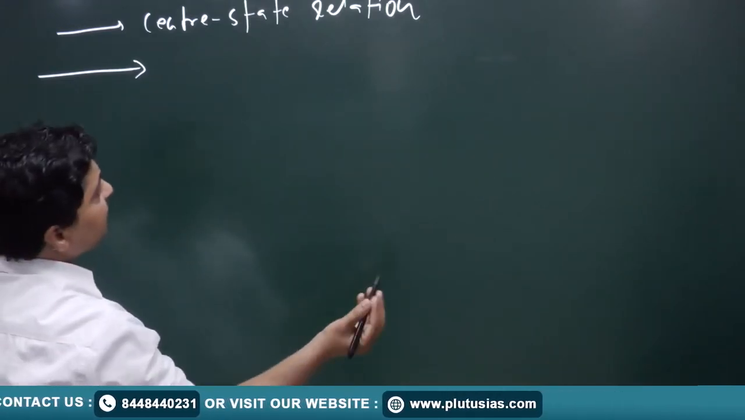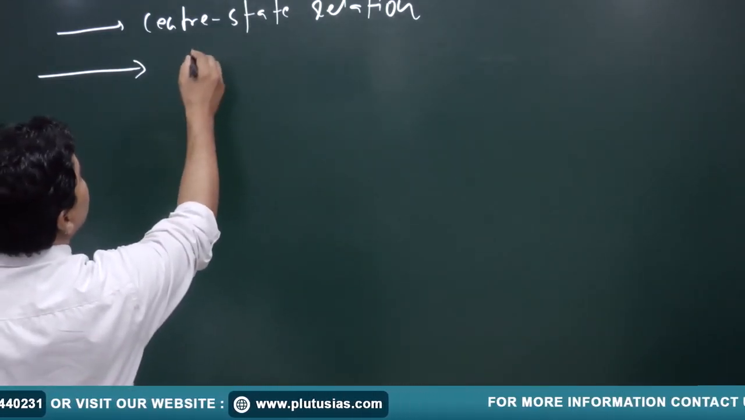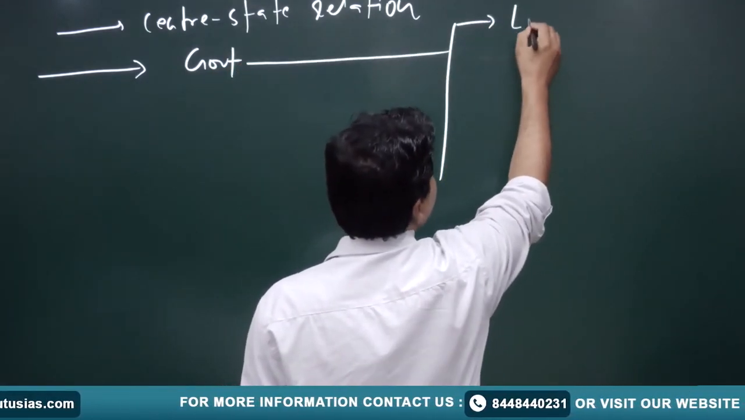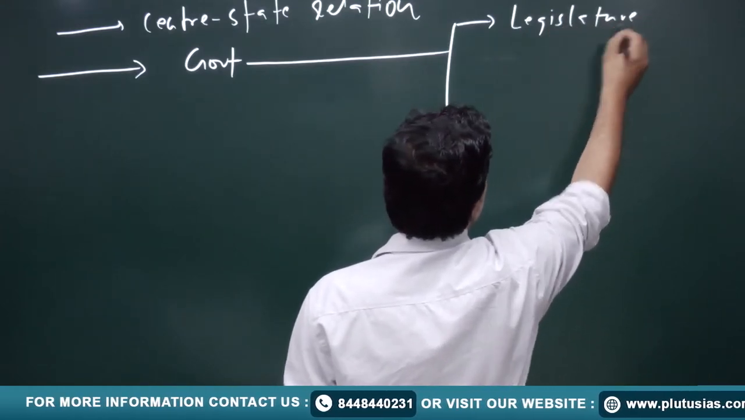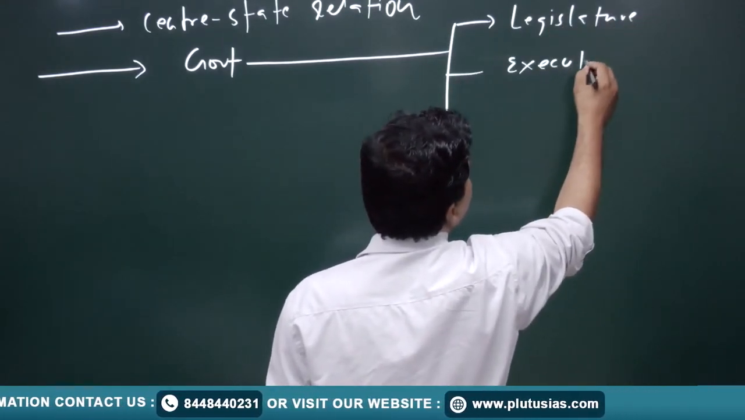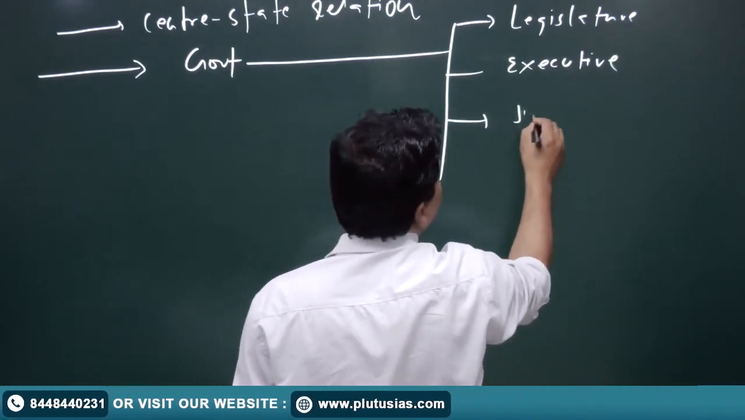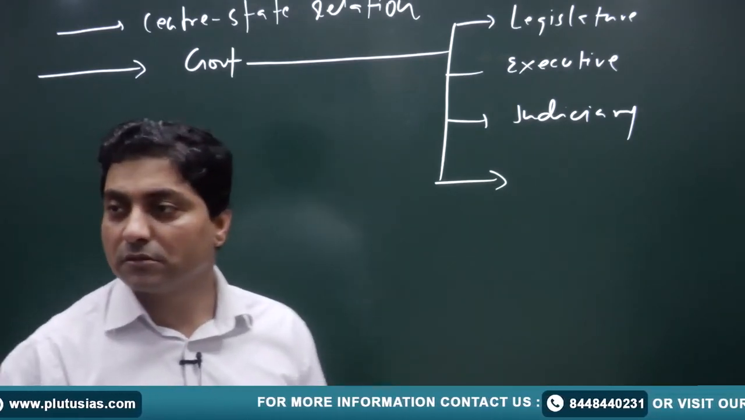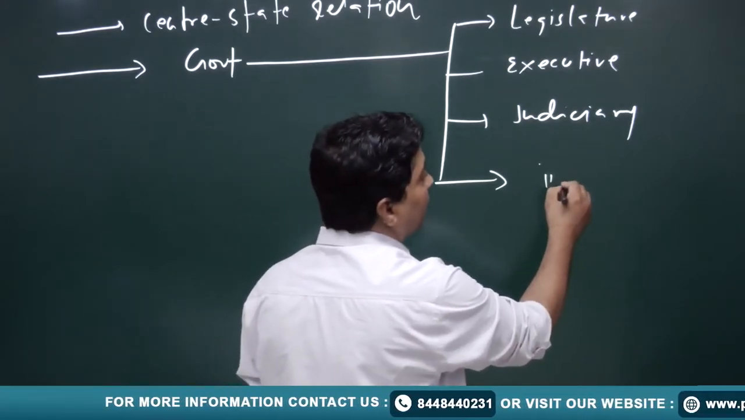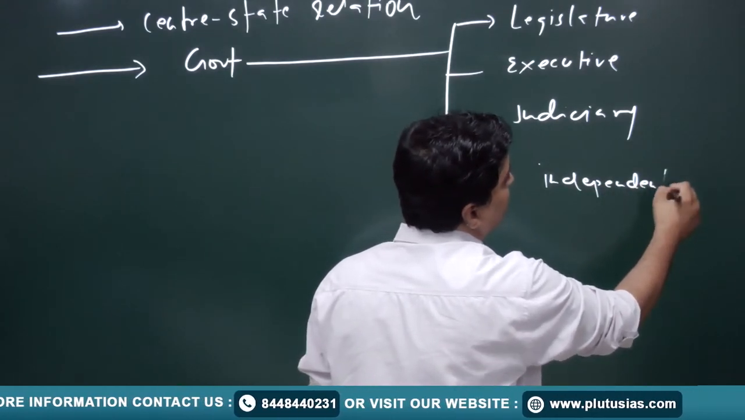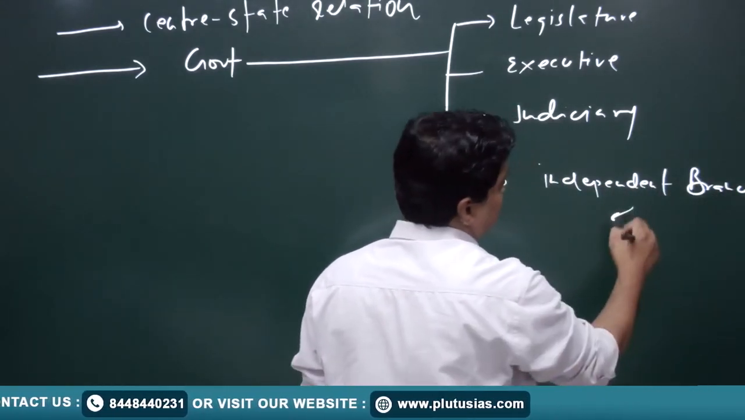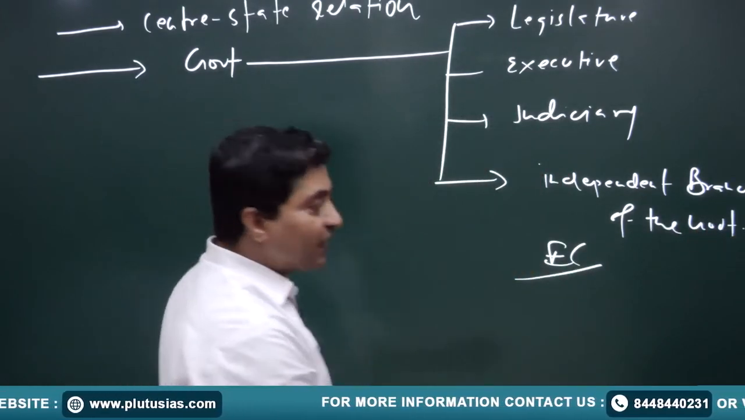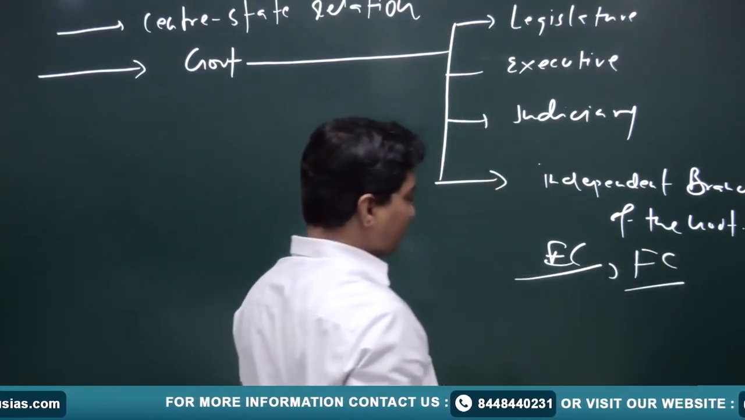And then after center-state relations, we'll talk about government. Here in government, we'll talk about legislature, executive and judiciary. And the fourth, we'll talk about the independent branches of the government. For example, the election commission. Like finance commission, we'll take up finance commission and election commission.